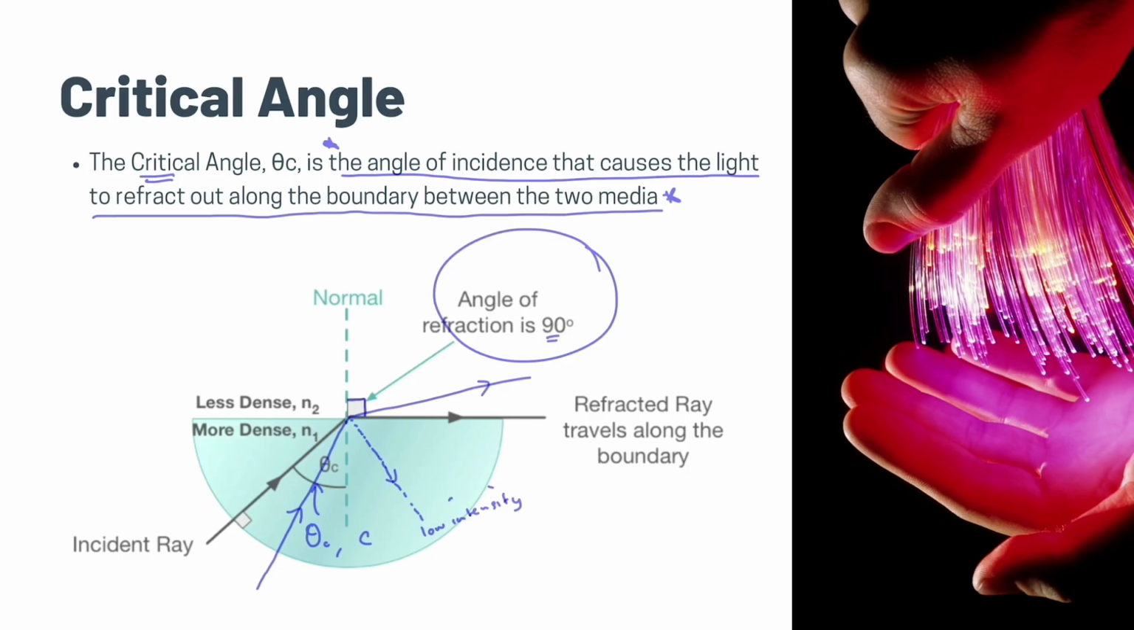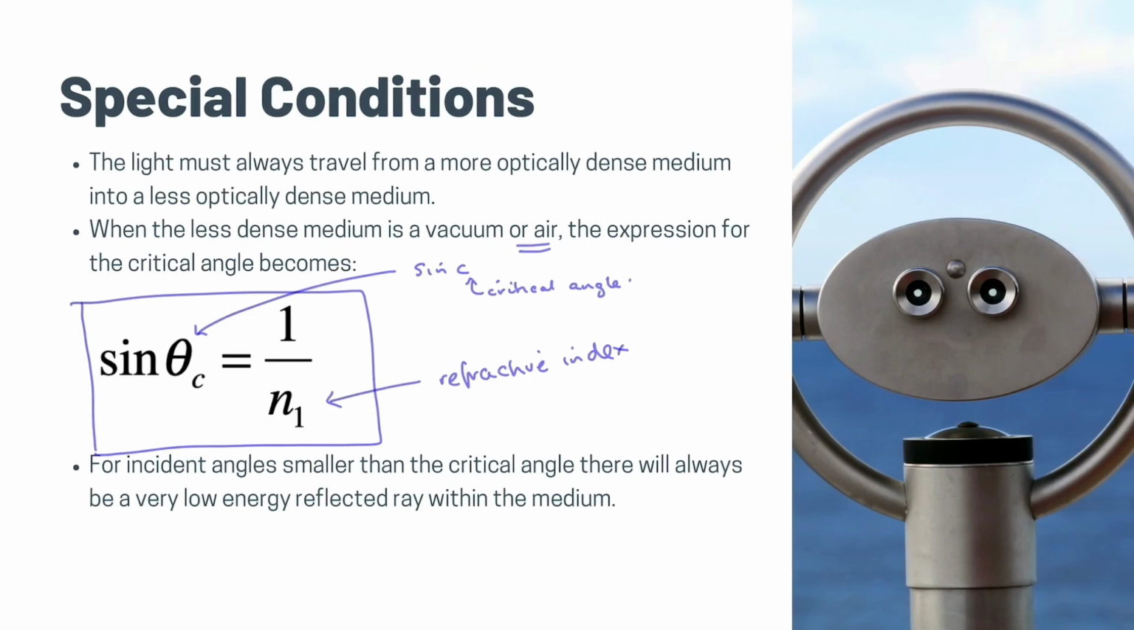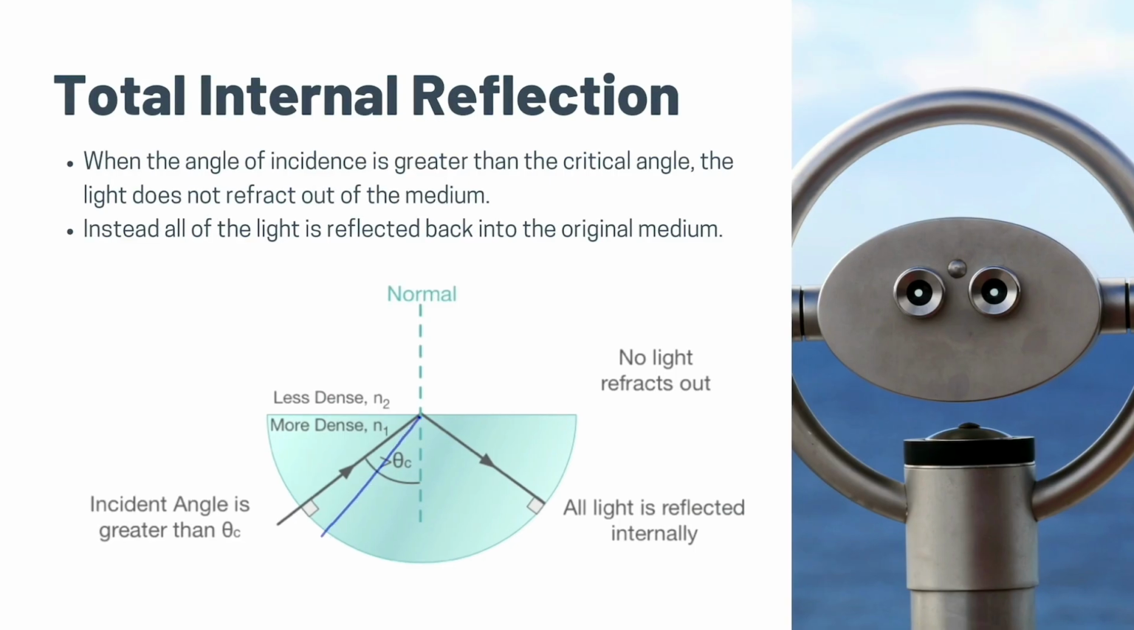We're going to look at what happens when we go above the critical angle now. If our critical angle is here, that's our critical angle. And as we go through the critical angle, it refracts along the boundary. If we make our incident angle greater than the critical angle, what happens is all of the light is reflected internally, and the angle that is reflected by is the same angle that is incident on the boundary.